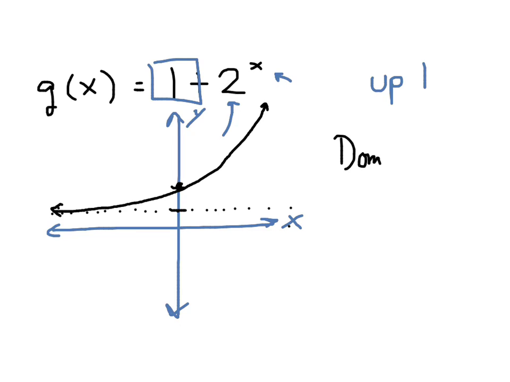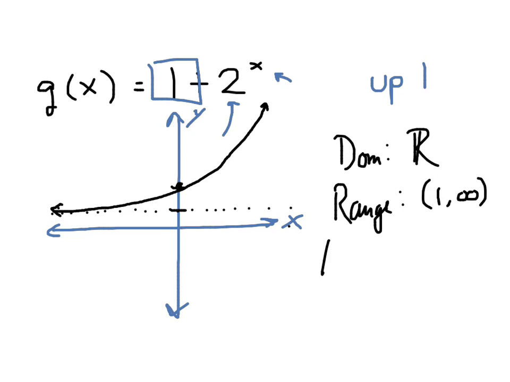Domain is going to be, again, all real numbers. There's no restriction there, so no matter what, we can always put numbers in. The range, however, is now going to be from 1 to infinity because we shifted it up 1. The asymptote is again going to be y equals 1, again because everything got shifted up 1. Okay.